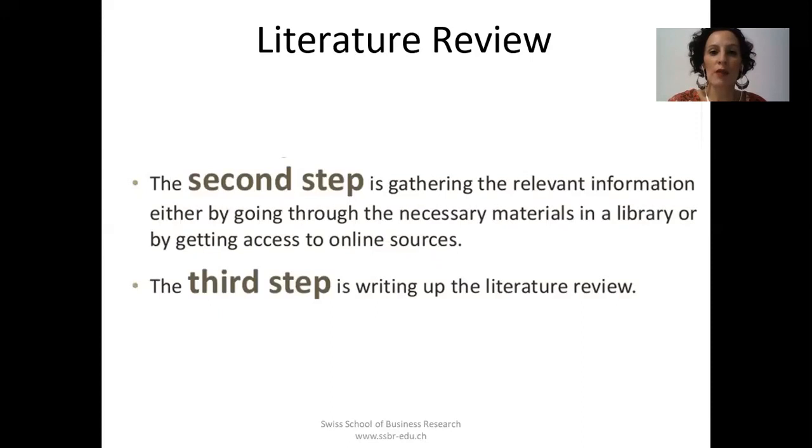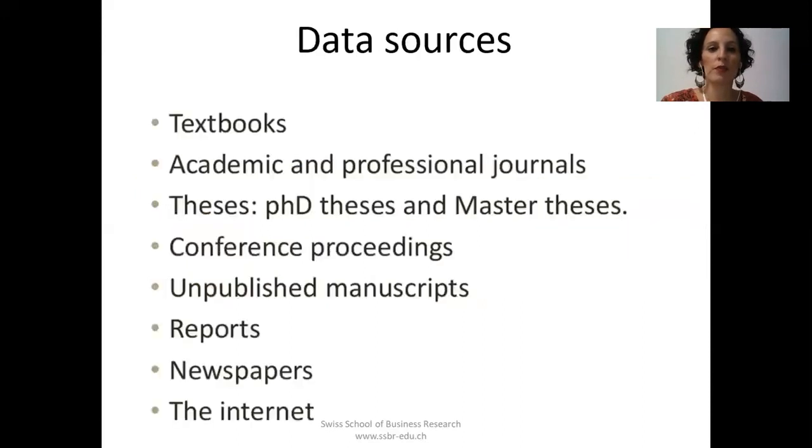The second step of the literature review is to gather all relevant information. You can do that in the library, you can do that online, whichever way you want to do, but it's basically going through all of the relevant information and analyzing and assessing which one will be important for your research. And obviously the third step is actually writing up the literature review. And what data sources can we have? Textbooks, academic journals, theses, conferences, etc.